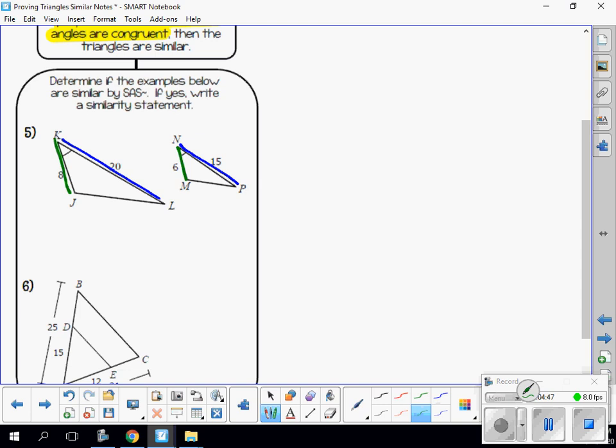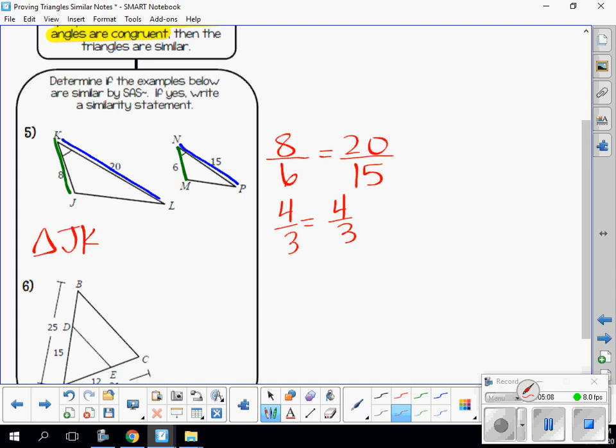So if I'm looking at 8 is the smallest over 6, which is the smallest. 20 is the largest over 15, which is the largest. That would reduce down to get you 4 over 3, and 4 over 3. So they work, so I can say that they are similar. So I would say triangle JKL similar to triangle MNP.